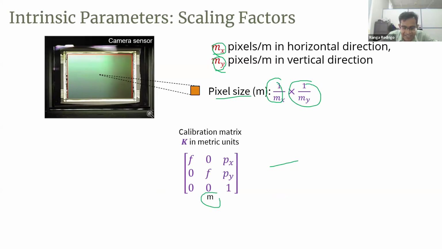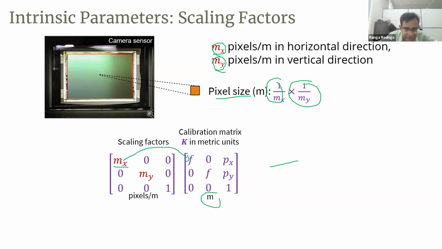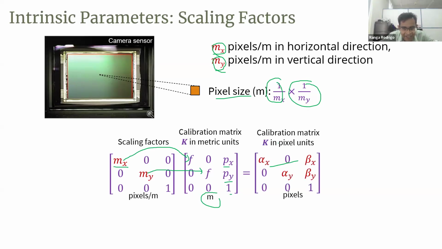So this thing is in meters. What we want to do is apply these scaling factors mx and my. So mx multiplies f, my multiplies f, mx multiplies px and my multiplies py, and so on. Therefore, you will get alpha x and alpha y, beta x and beta y. These are in pixel coordinates: focal length in x direction in pixels, focal length in y direction in pixels, and principal point in pixels. So you can see now we have converted from meters or millimeters to pixels.